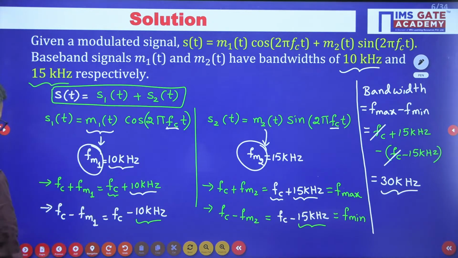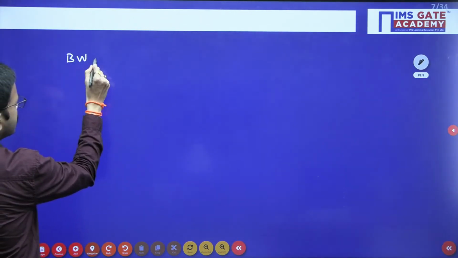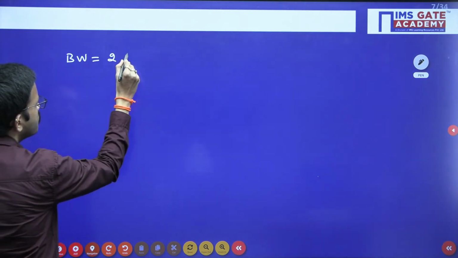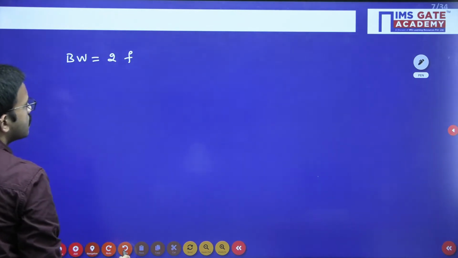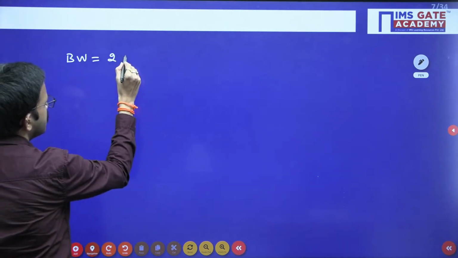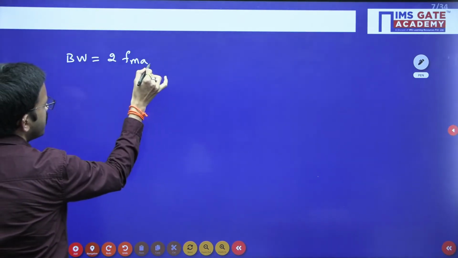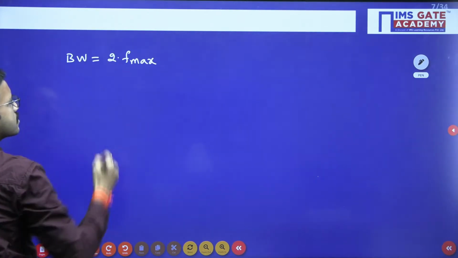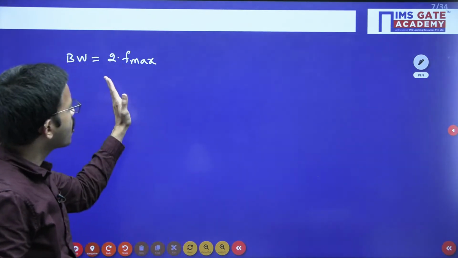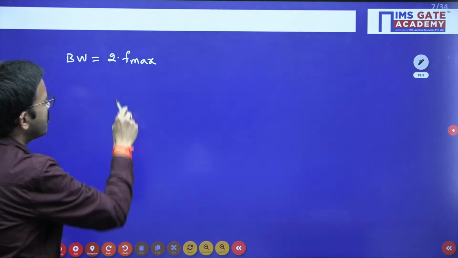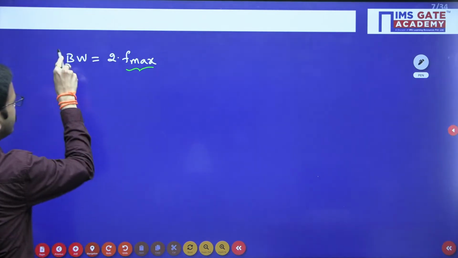Whenever you are having multiple frequencies regarding bandwidth, 2 times F m, or if you want you can mention F max, 2 times F max. Whenever you are having multiple frequencies regarding the modulating signal, among all the frequencies, whichever is the maximum, that one you can consider and multiply with 2. That's all. That is nothing but bandwidth. This is for the generalized case.